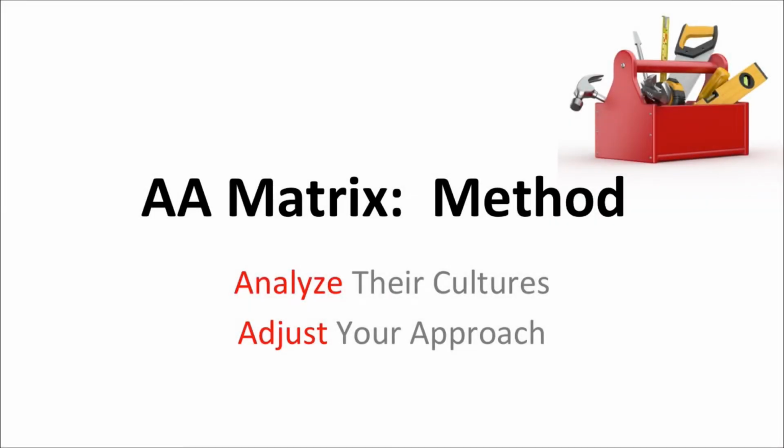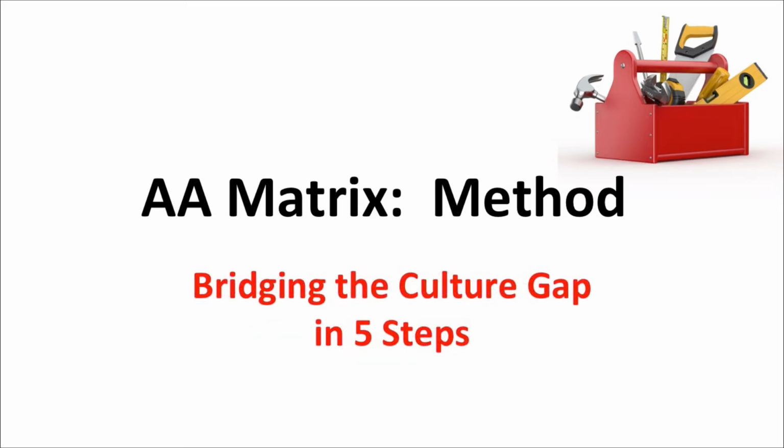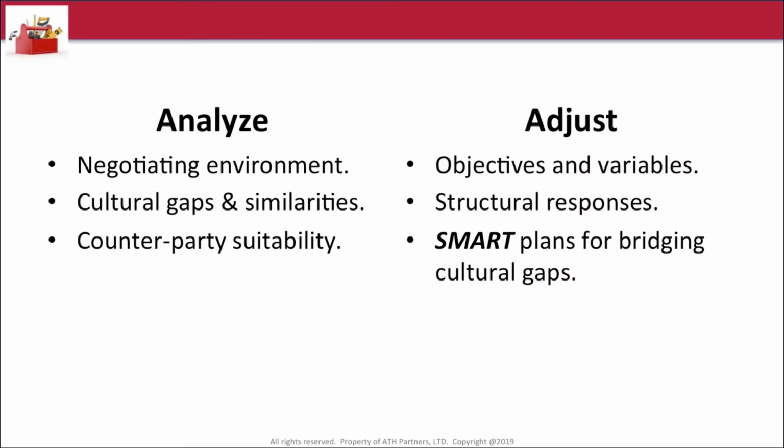Let's dive right in and talk about the last big tool, which is the AA matrix, the analyze and adjust. All right, I'm going to give you the method in 5 simple steps, and then I'll go further on certain topics. But the idea here is you're going to analyze your negotiating culture. You're going to analyze the other side's negotiating culture. You're going to see where you're similar and where you are at variance. And then you're going to come up with structural responses, which you should be reading as SMART goals: specific, measurable, and timed. You're going to come up with SMART responses to bridge those culture gaps.